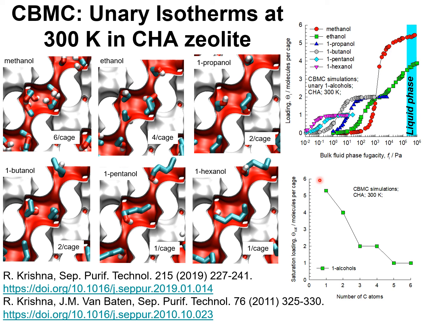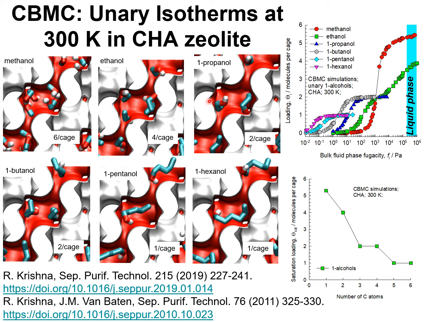The saturation capacity changes from about 6 molecules per kg to 1 molecule per kg, and these are highlighted here by computational snapshots. This shows methanol, and you can locate 6 methanol molecules within 1 kg of Chabasite. You can only locate 4 molecules per kg of ethanol, 2 molecules per kg of 1-propanol, 2 molecules per kg of 1-butanol, 1 molecule per kg of 1-pentanol, 1 molecule per kg of 1-hexanol.